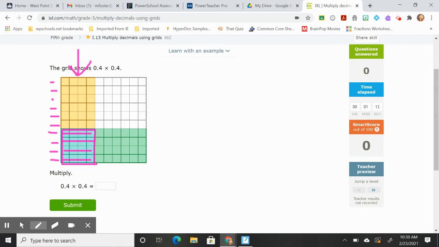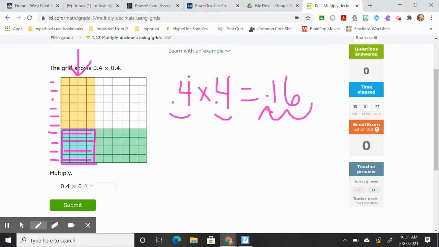If you think about 4 times 4, which is 16, and you have your decimal points in there, they're going to go 2 spots to the left because that's how many decimal place value positions you have in your factors. So 4/10 times 4/10 is 1600ths.